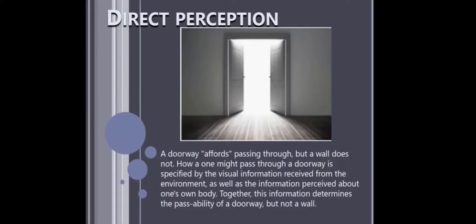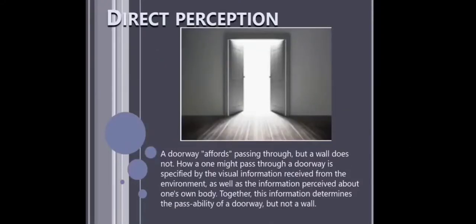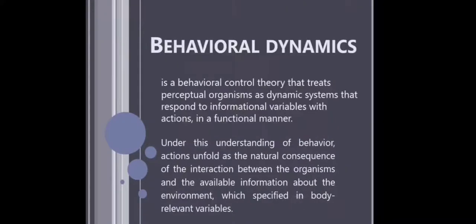Right? What direct perception states here is that the environment is what gives you the information. The role of perception is to provide information that specifies how action should be organized and controlled, and the motor system is tuned to respond to specific types of information in particular ways. So from the environment, the eyes already see the doorway, which affords passability, a way to pass through, but not the wall. Because with the wall, we see that we cannot pass through. With the doorway, we can pass through.